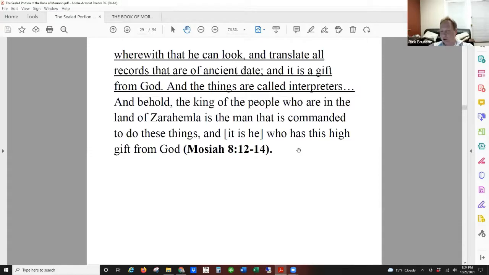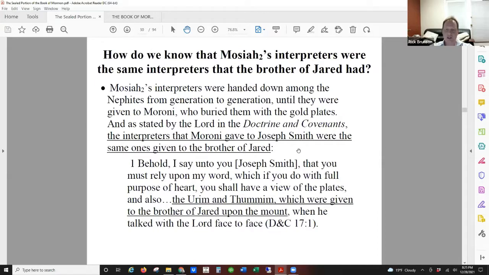So the interpreters, if they were on the 24 plates, had been separated. But I'm arguing that the brother of Jared's record was not part of the 24 Jaredite plates. And Mosiah had them when the 24 plates were discovered. So how do we know that Mosiah's interpreters were the same interpreters that the brother of Jared had? Is it possible that there were two sets of interpreters? I'm going to argue that there were not, that they were one and the same because of this reason. Mosiah's interpreters were handed down among the Nephites from generation to generation until they were given to Moroni, who buried them with the gold plates.